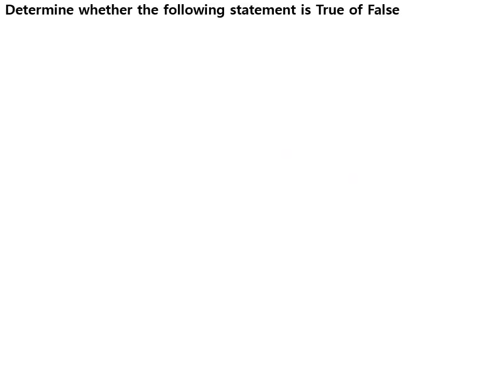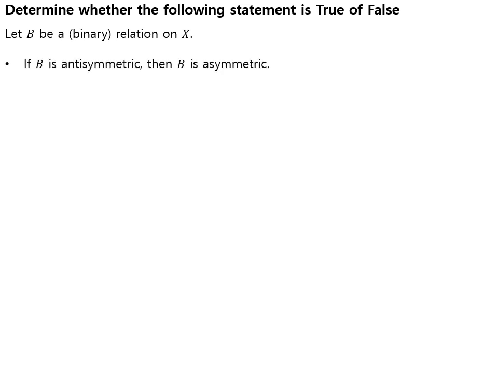Okay, so let us now consider the converse of the previous statement. Suppose that the binary relation B is anti-symmetric, and the question is whether this implies that it is asymmetric. Think about this for a moment. Since we have already defined the properties of anti-symmetry and asymmetry, we'll display the answer right away. So it is false. And the question is, why is it false? Can you show why this is false?